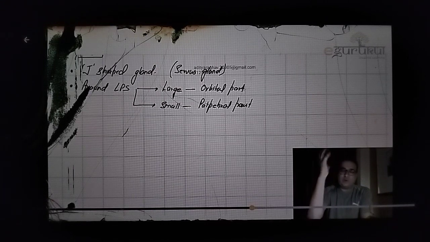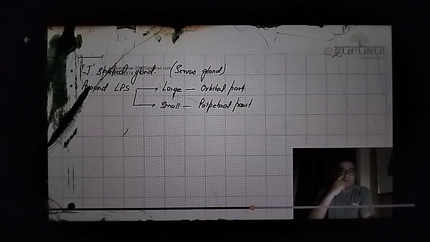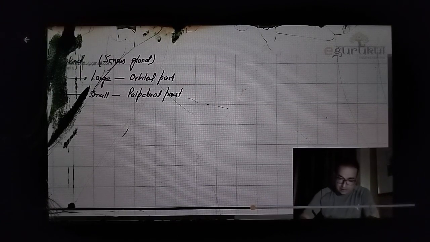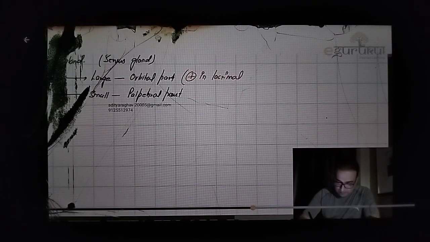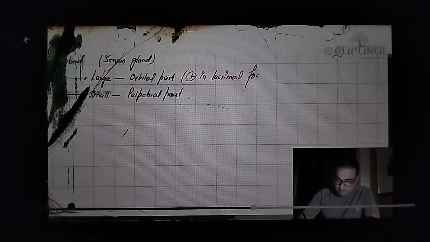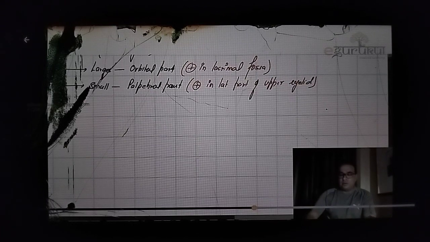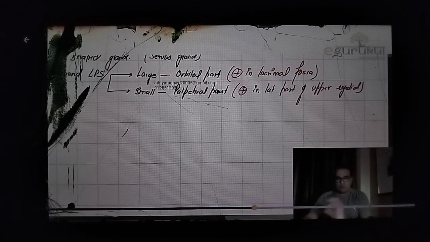There is a fossa over there, and that fossa is called the lacrimal fossa. Please do not confuse the lacrimal fossa with the lacrimal fascia or the lacrimal sac. The lacrimal sac is on the medial side. The lacrimal fossa is in the roof toward the anterolateral side. So this orbital part, or the larger part, is present in the lacrimal fossa, in the anterolateral part. And where is the palpebral part? The palpebral part is present in the lateral part of the upper eyelid. Right, that's about the gland.